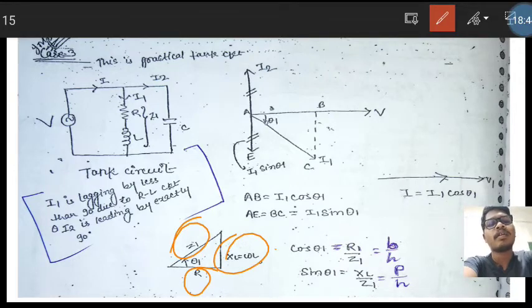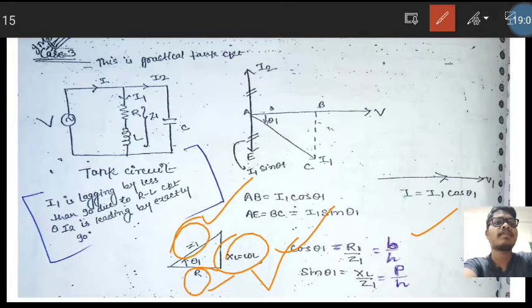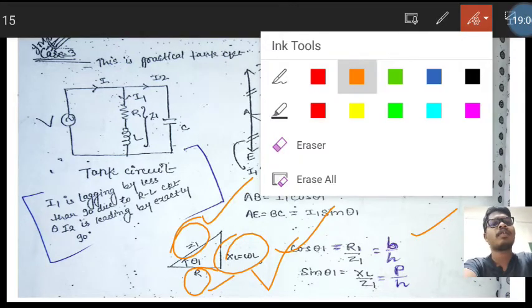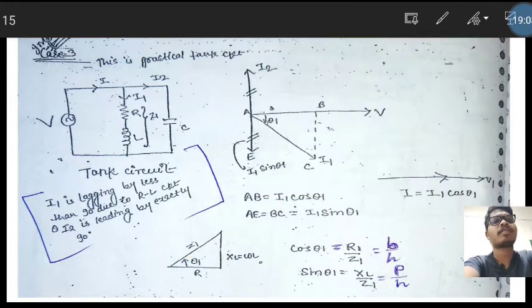Cos theta 1 is base divided by hypotenuse, where the base is R and the hypotenuse is Z1. Sin theta 1 is perpendicular divided by hypotenuse, where the perpendicular is XL and the hypotenuse is Z1, so XL divided by Z1. All of this can be calculated easily if you have studied the basics of series and parallel connection of AC, and the series and parallel connection of resonance circuits.